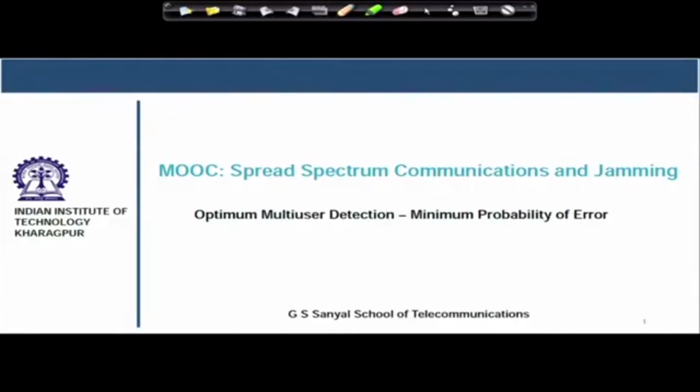Hello students, in this module our target is to derive the expression for probability of error for the optimum multi-user detection. This is in continuation of the last two modules, where we have discussed and understood the concept of the optimum multi-user detection mechanism, and we have also seen the receiver architecture, how the optimum detector is devised and how it is working.